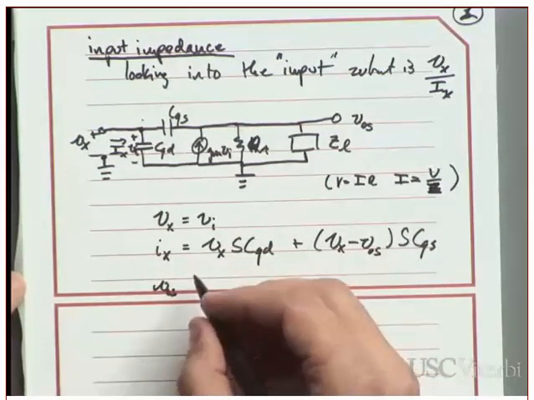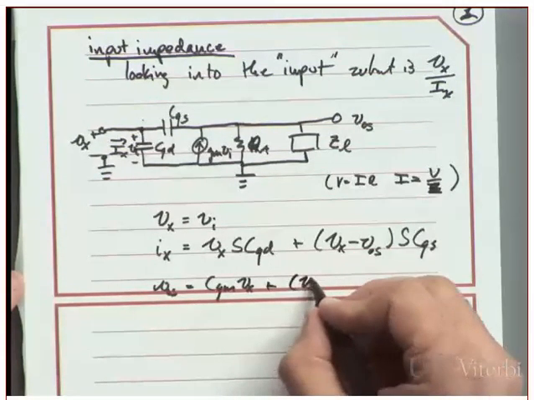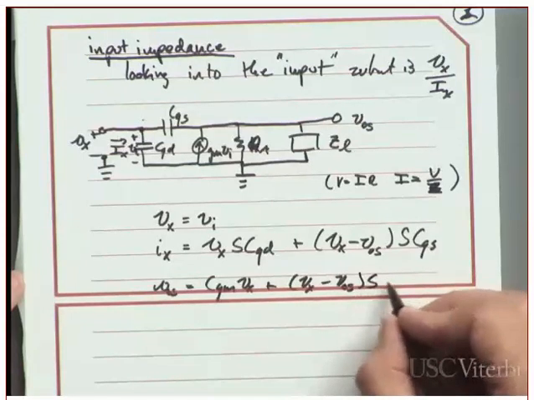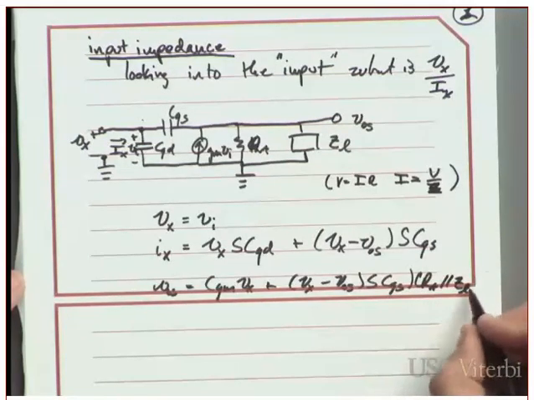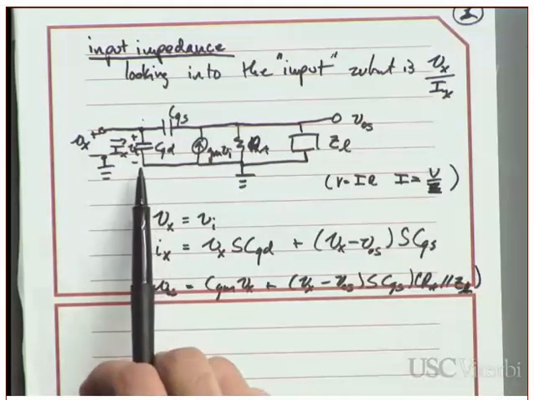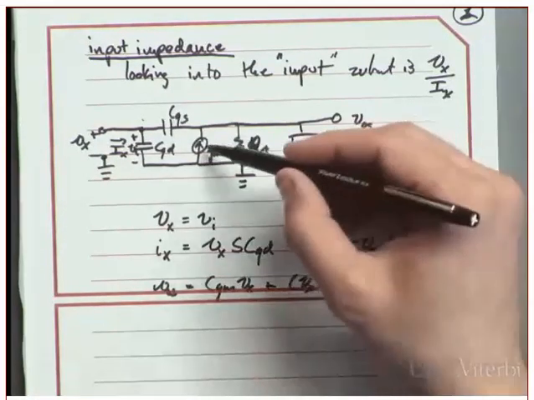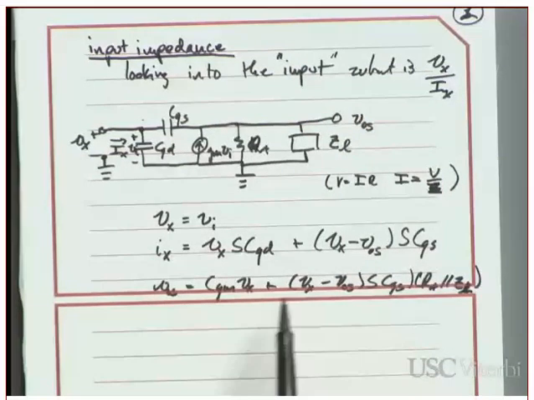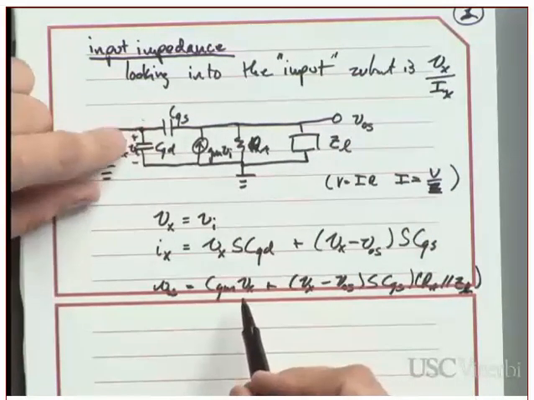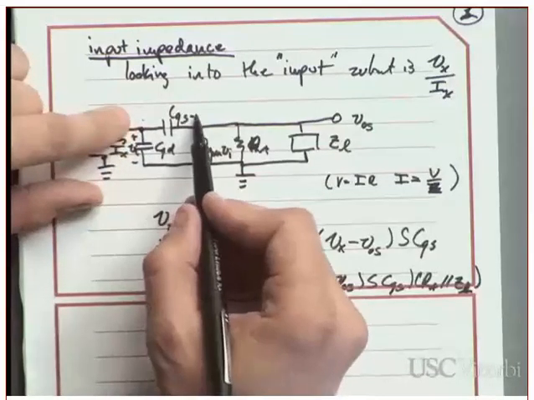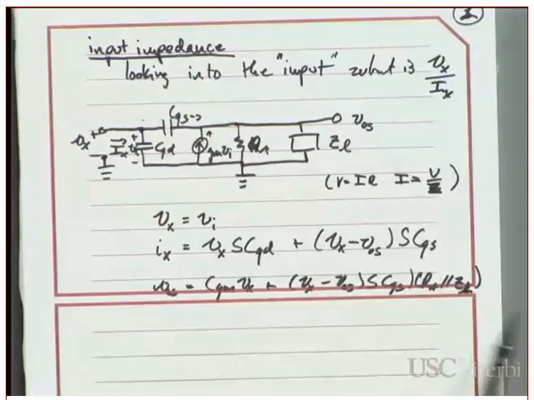VOS, I can, of course, figure out what that is. GMVX. This is going to get really complicated only just for a little while. s CGS. And the reason why I'm doing it this way is to actually use a model where we have CGD in here. So VOS is, this is the current from the source here, and this is the current coming this direction. So I have the current from the source controlled by VX, and then I have the current that's coming through CGS. Current this direction and current this direction, they're both coming through here, and they're both going through a parallel combination of RA and ZL. So that's what VOS is.